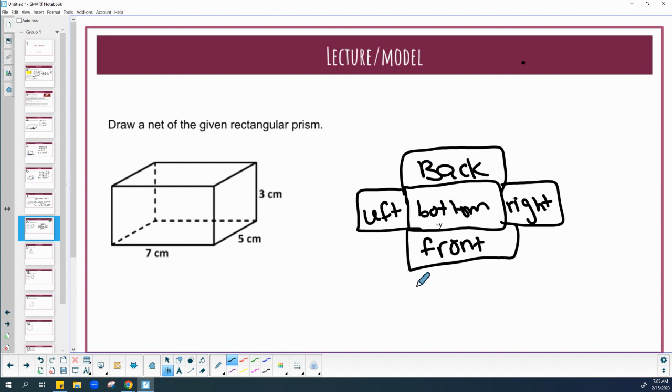I can really put the top coming off of anything. I like to put it up here so visually it's on the top. But again, that would be a net of a rectangular prism. Yes, it is not the most pretty, but it gets the job done. It has 6 rectangular faces, all labeled.